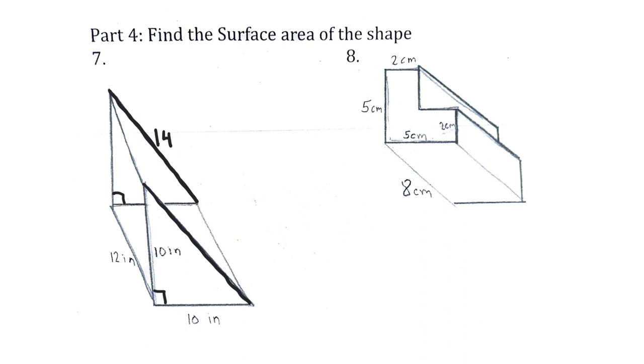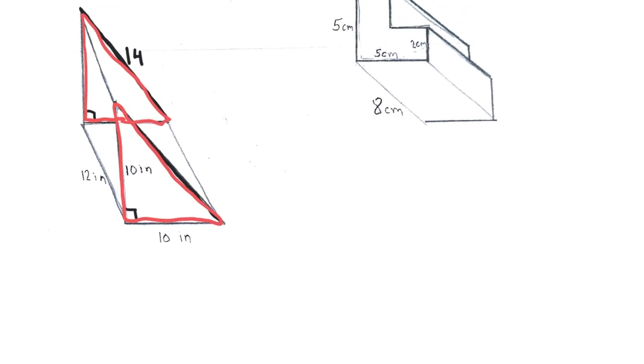I want you to think about what is the base of this shape. So our base is this triangle. The triangle is on both sides, so that means that is our base. If we are going to sketch out the net of the shape, we have on the top and bottom, we have a triangle that is 10 and 10.